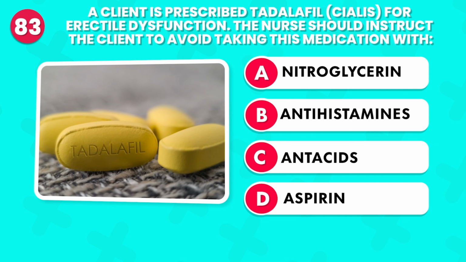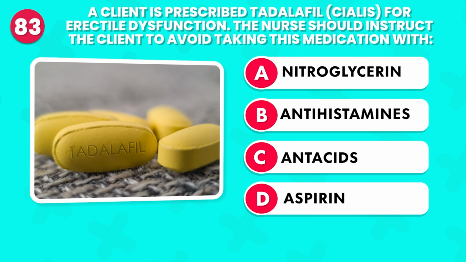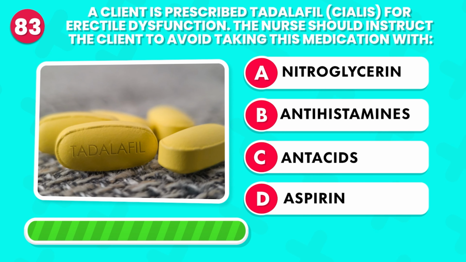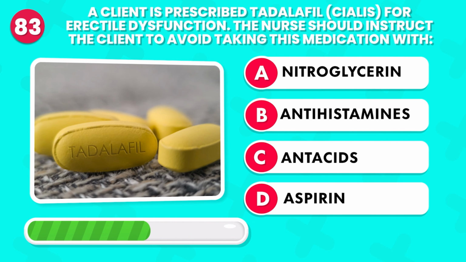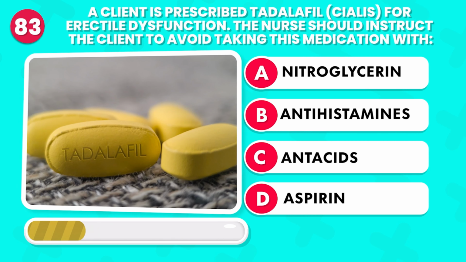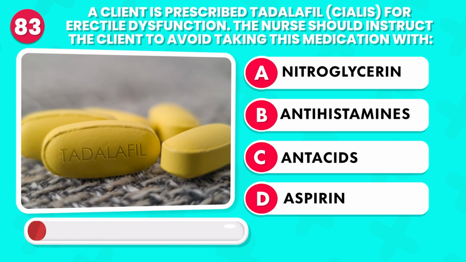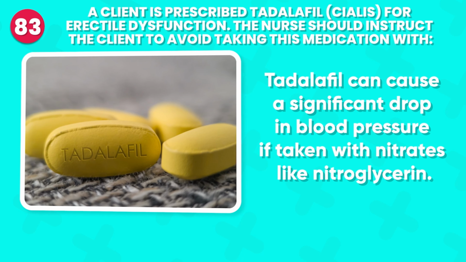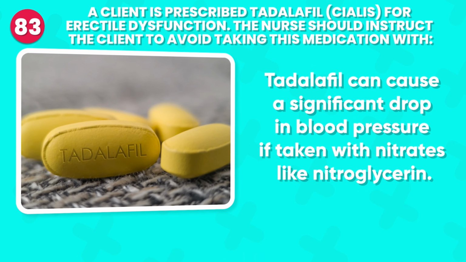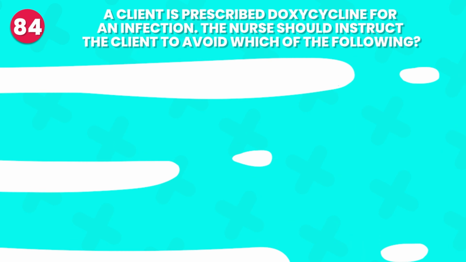A client is prescribed tadalafil, Cialis, for erectile dysfunction. The nurse should instruct the client to avoid taking this medication with: A. Nitroglycerin. B. Antihistamines. C. Antacids. D. Aspirin. It's A. Nitroglycerin. Tadalafil can cause a significant drop in blood pressure if taken with nitrates like nitroglycerin.